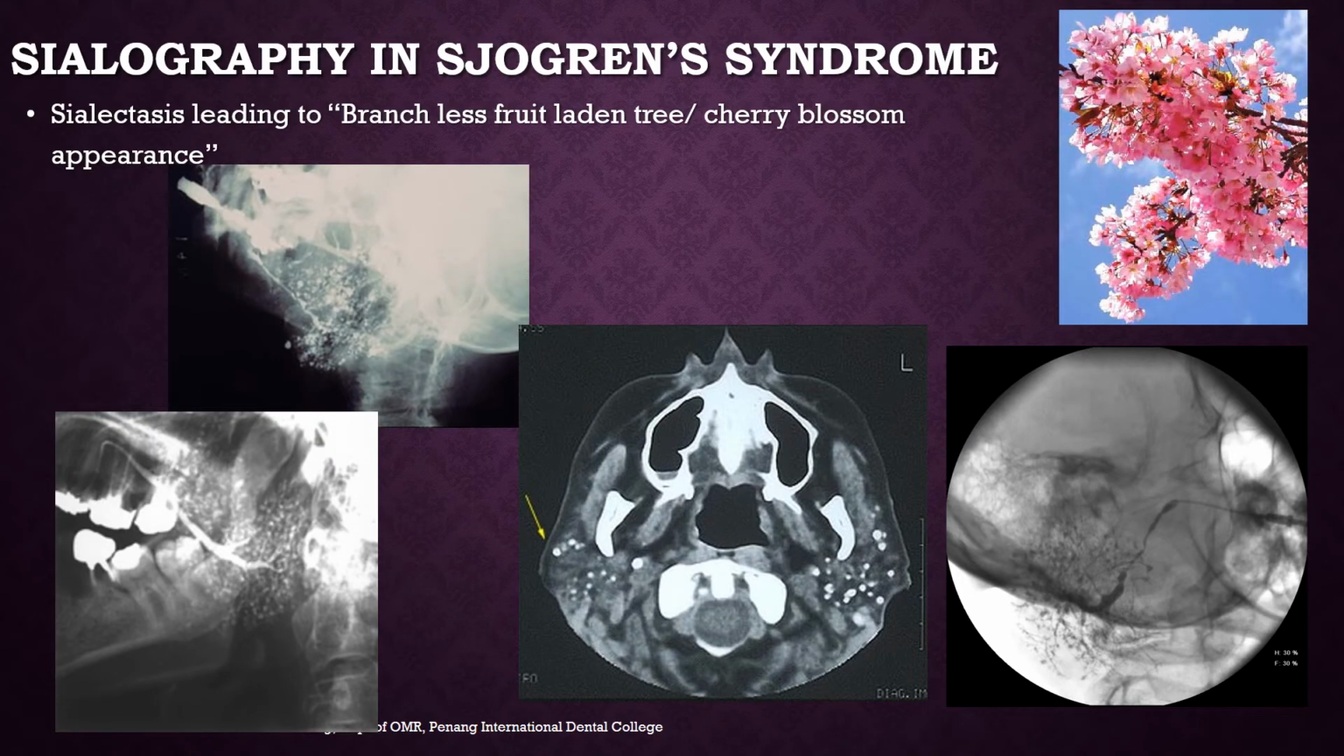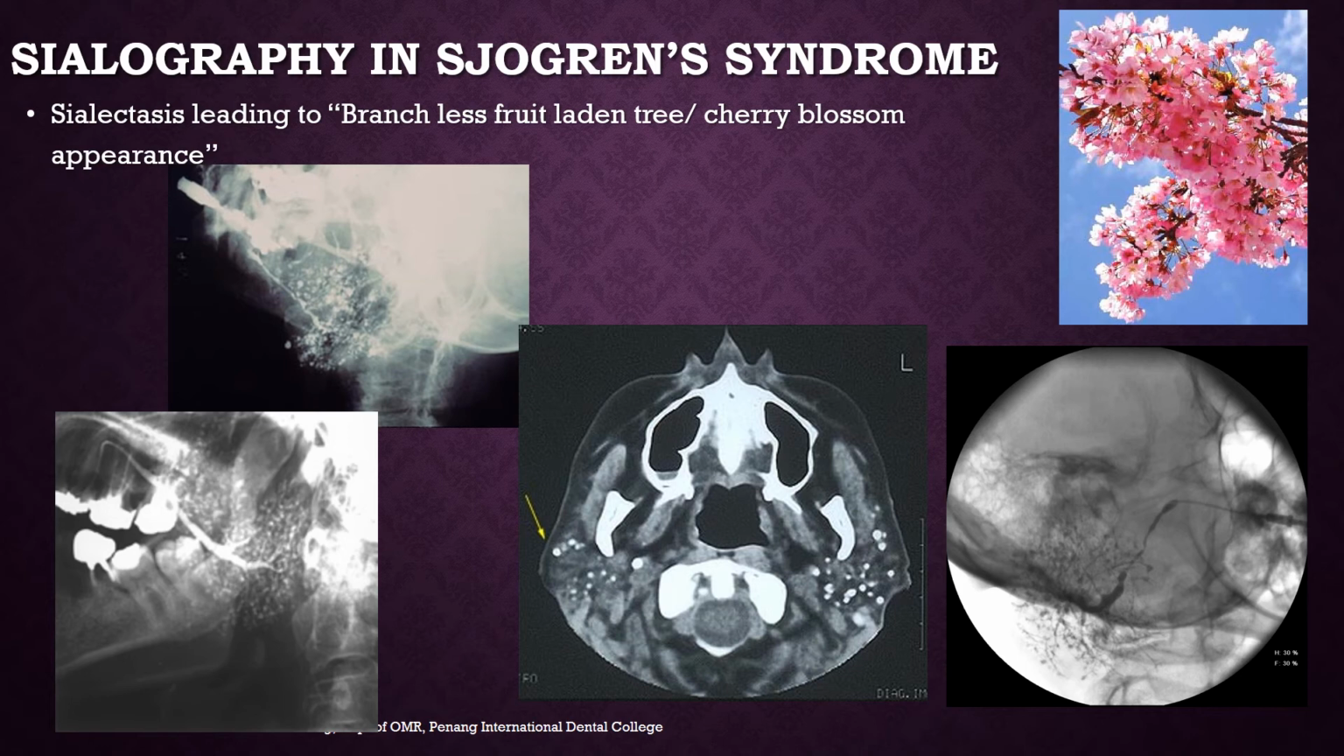Sialography in Sjogren syndrome is a very important radiographic feature. Sialectasis leads to a branchless fruit-laden tree appearance, also called a cherry blossom appearance. This happens because after the dye is injected, it is retained in the inflamed salivary acini because of sialectasis, and it is unable to flush out the saliva, and hence the dye remains there, giving the appearance of the cherry blossom or branchless fruit-laden tree appearance.